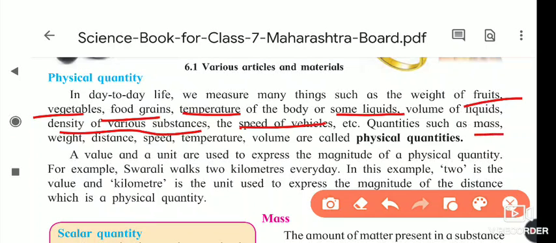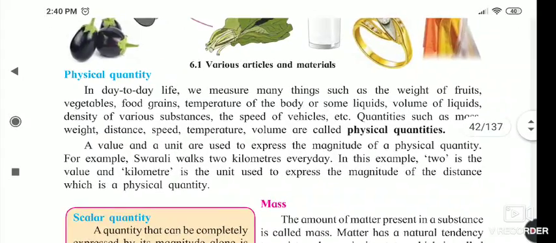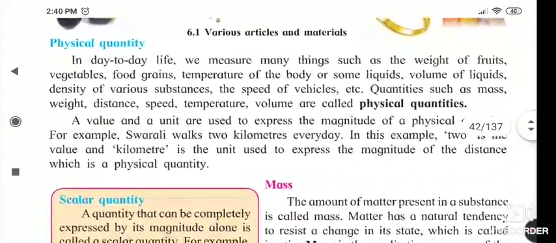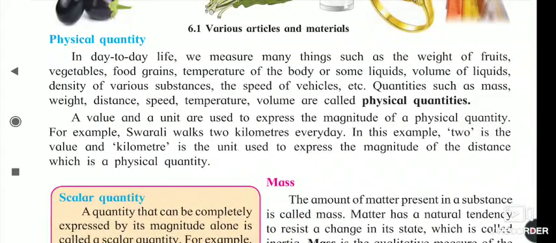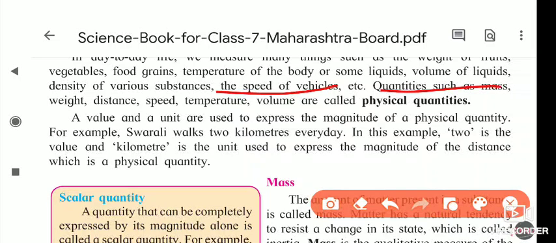We are measuring the density of various substances, the speed of a vehicle, etc. Quantities such as, which quantities? Mass, weight, distance, speed, temperature, volume. These are called physical quantities. Do all of you understand? To measure the different things, it may be the weight of vegetables, food grains, temperature of the body, volume of liquids, density of various substances, the speed of a vehicle.